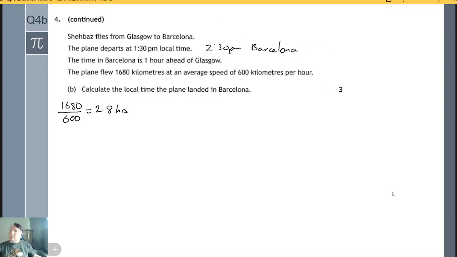So it's just over 2 and 3/4 hours. Calculate the local time the plane landed in Barcelona. So we are going to need to work that out exactly. So now we know we've got 2 hours.